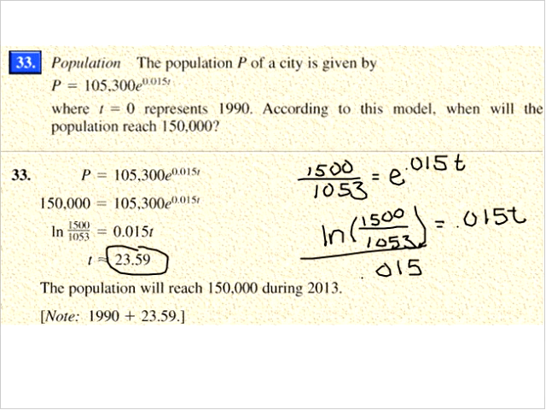Well, what year will that be? You have to add that onto your starting year of 1990. So 23.5 years will be in the year 2013.